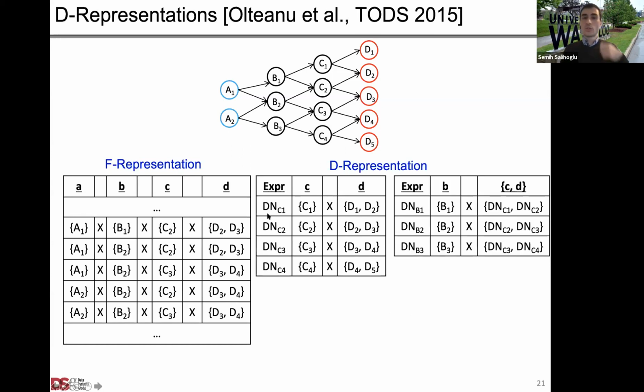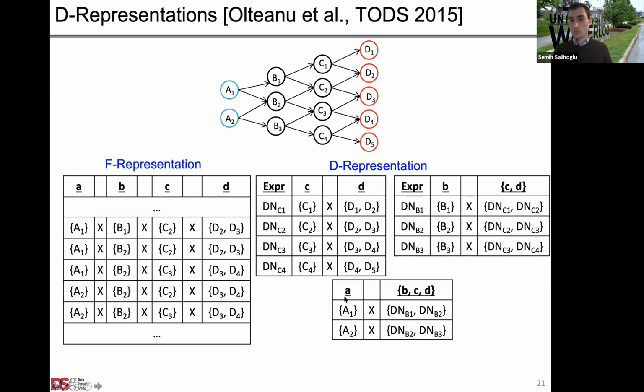Now, using these named expressions, we can represent all the subpaths that start from b1. So over here, b1 times dnc1, dnc2, essentially uses the named expressions that we formed previously, and recursively the final query, which would contain all the variables a, b, c, d, same schema as the original table, would use these named representations that use the subpaths that start from b values. Okay, so that would be the final output, which is more compact than F representations.